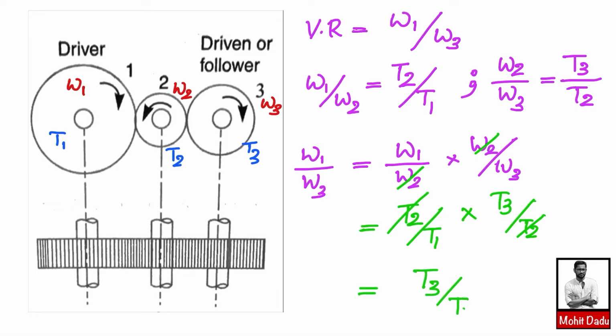If you look at the final expression for the velocity ratio, the number of teeth on the idler gear, or the second gear, is not appearing. That means the T2 term has no influence on this velocity ratio. It contains only the number of teeth on the driver 1 and the driven or follower gear T3. So these gears do not affect the velocity ratio, but they influence only the direction of rotation. This type of gear is known as an idler.